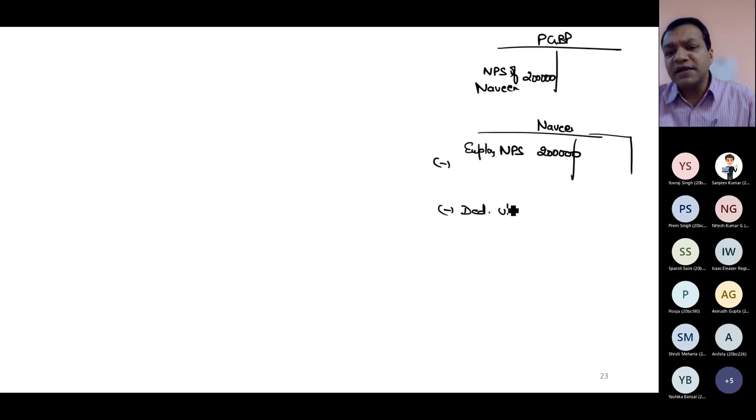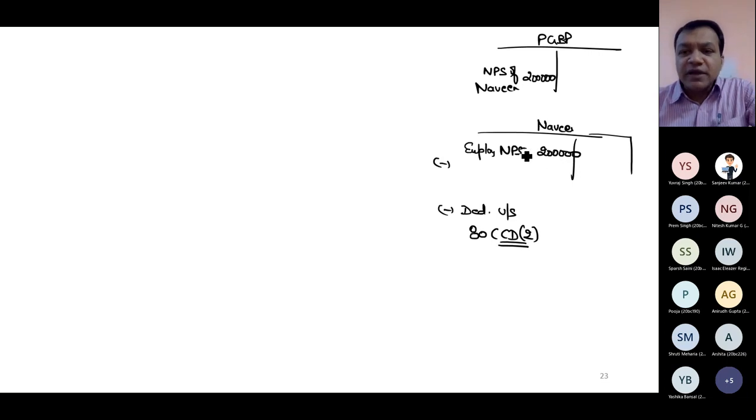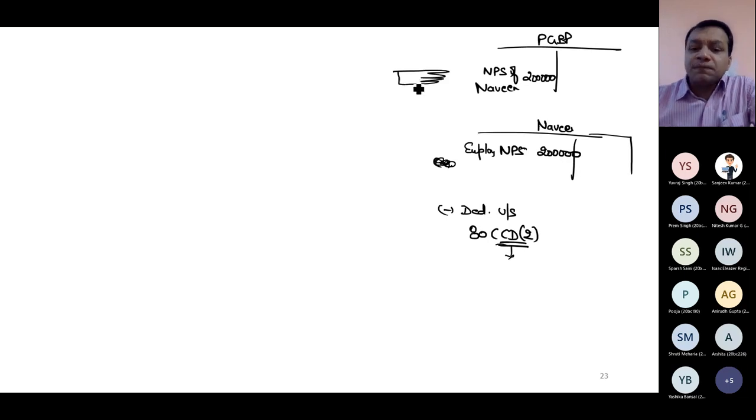Can you tell me under which section I will get the deduction? Section 80, do you remember? 80 CCD subsection 2. Employer's contribution towards NPS is allowed as deduction under section 80CCD(2). Of course, it has some limits. Now, the employer has given me 2 lakh. Can the employer show 2 lakh? The answer is, it depends on what?